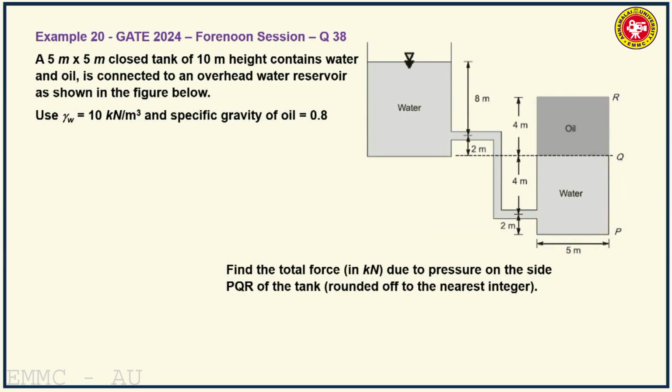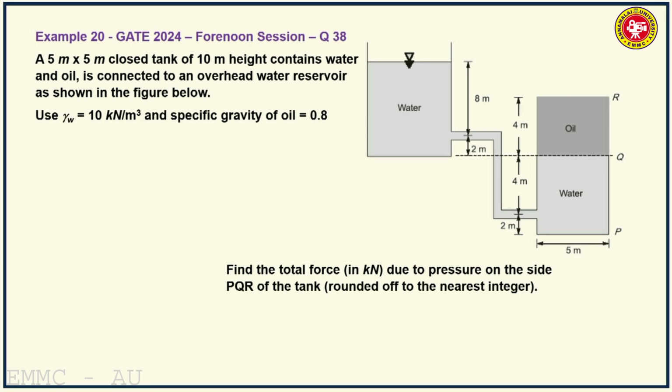So example 20, this has been asked in GATE 24 last year in the first session. It's question number 38. A 5 meter by 5 meter closed tank of 10 meter height contains water and oil. This tank on the right side is a square tank of cross section area 5 meter by 5 meter. So the total height is 10 meters, and it contains water and oil. Oil is overlying water, and the tank is connected to an overhead reservoir on the left side as shown in the figure.